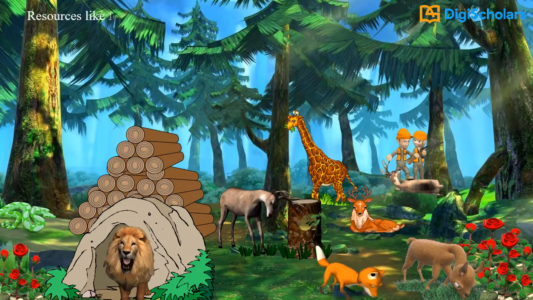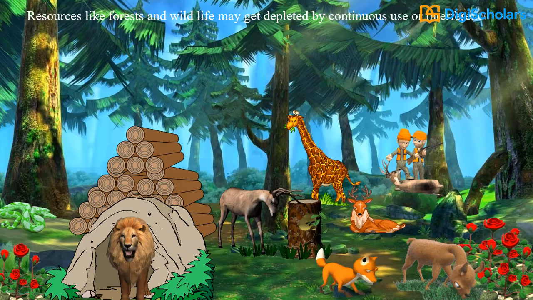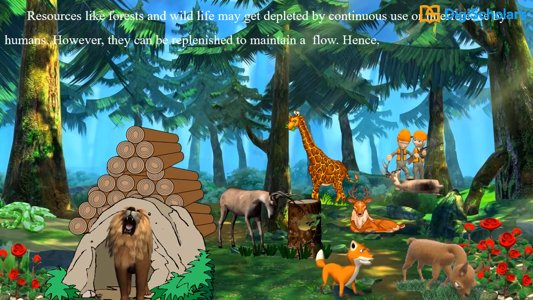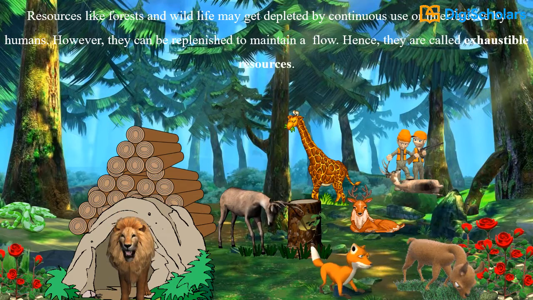Resources like forests and wildlife may get depleted by continuous use or interference by humans. However, they can be replenished to maintain a flow. Hence, they are called exhaustible resources.